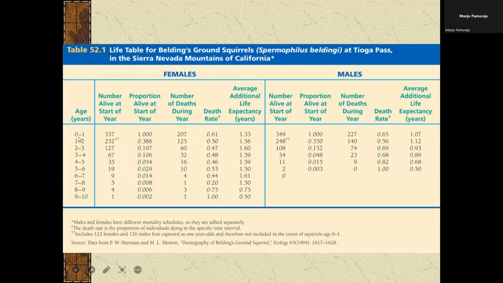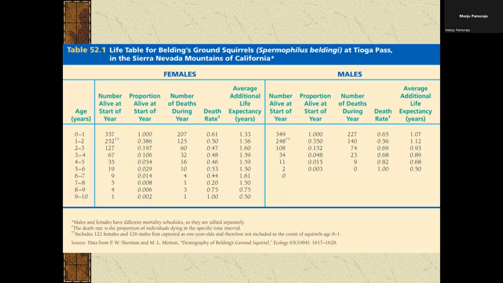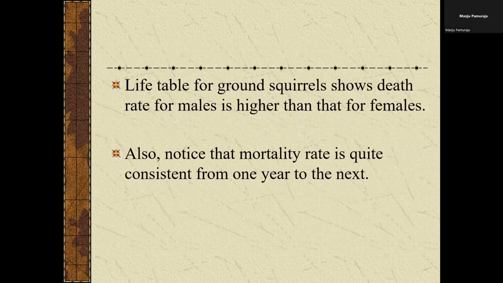This is a life table of Belding's ground squirrels. Here the age is 0 to 1 years, and the average life expectancy is 1.33. Like that, the table gives age, life expectancy and death rate. It determines the number of individuals that die in each age group, which is hard to calculate. The life table of a ground squirrel shows the death rate for males is higher than that of females, that is, males generally die earlier. Also notice that the mortality rate is quite consistent from one year to the next.